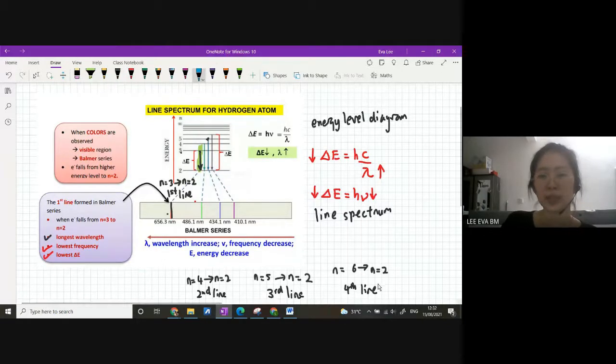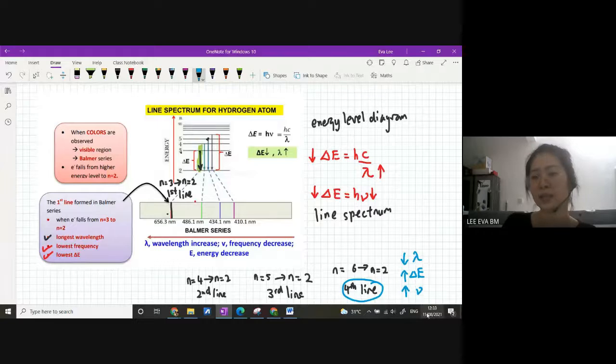So we can say over here the fourth line, if you only got 4 lines here, has the highest difference in energy, so highest or greater delta E. At the same time, when you have a higher energy difference, you will have the highest frequency, and therefore a shorter wavelength, because they are inversely proportional. If delta E is big, its wavelength is small. So you have the shortest wavelength in this case.